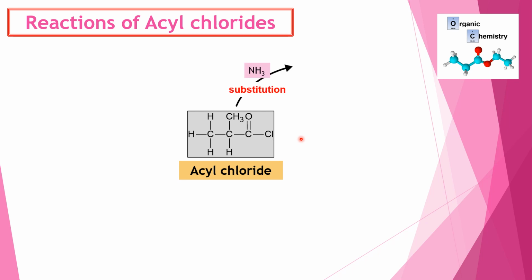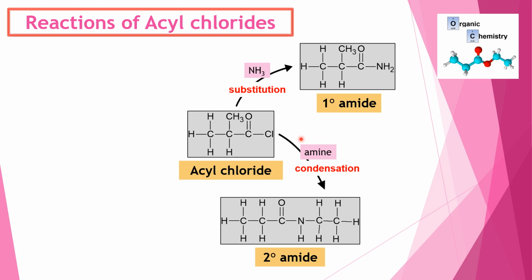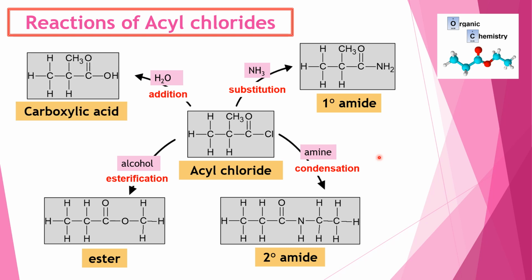Whether you're adding ammonia to make an amide, or you're adding an amine, which makes a more complicated secondary amide. So these are both substitution reactions, though adding the amine is called a condensation reaction. We could add an alcohol, replace the Cl with an alcohol, to produce an ester. This is a specific type of substitution reaction called esterification. Or we can add water to replace the chlorine to make a carboxylic acid. So that's a summary of the 4 types of reactions we're going to look at in detail.